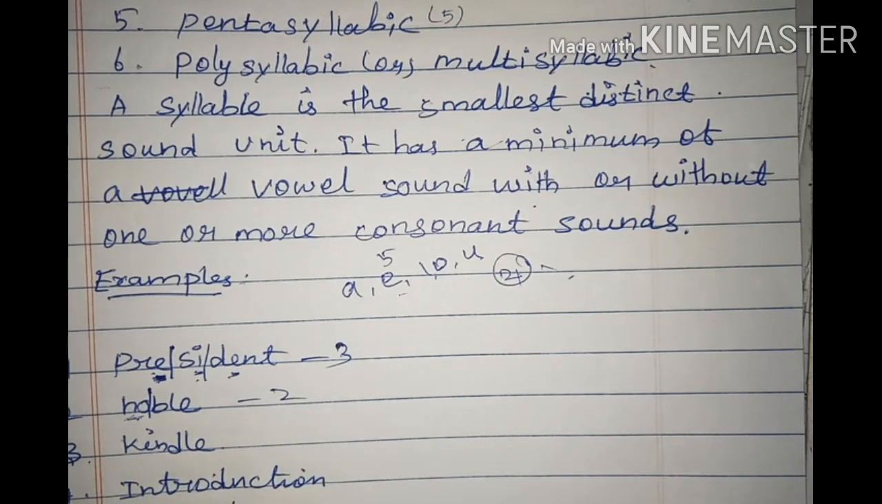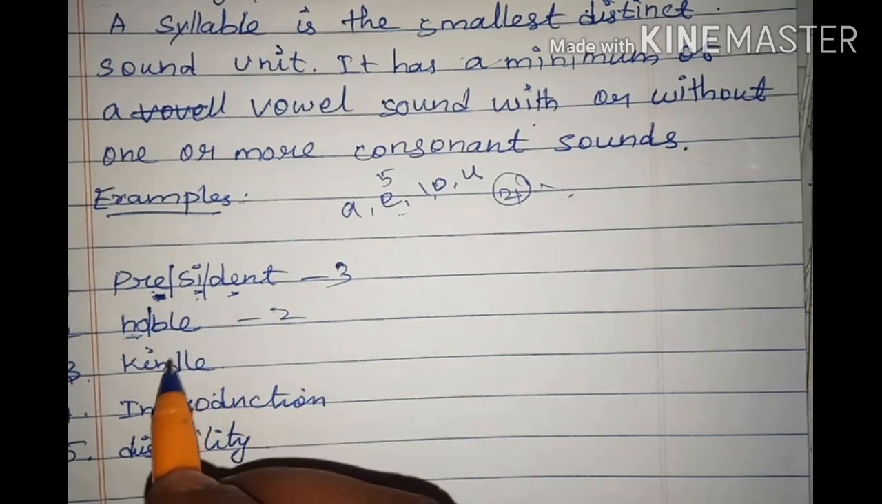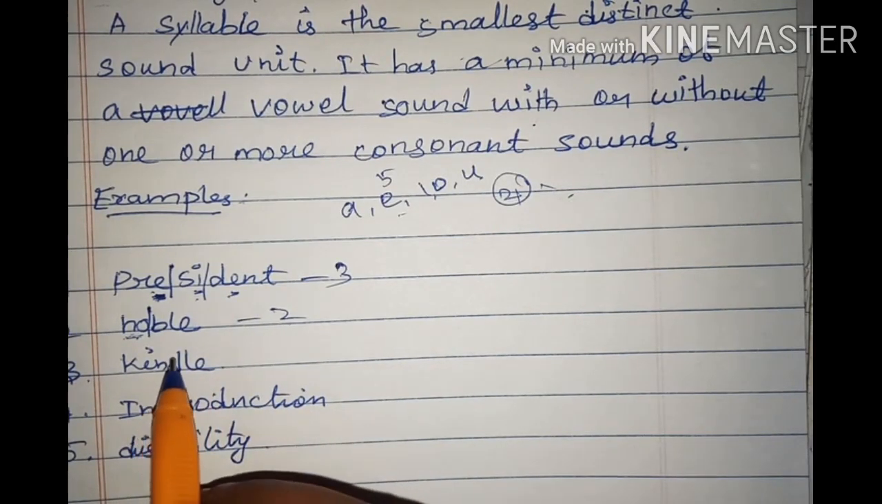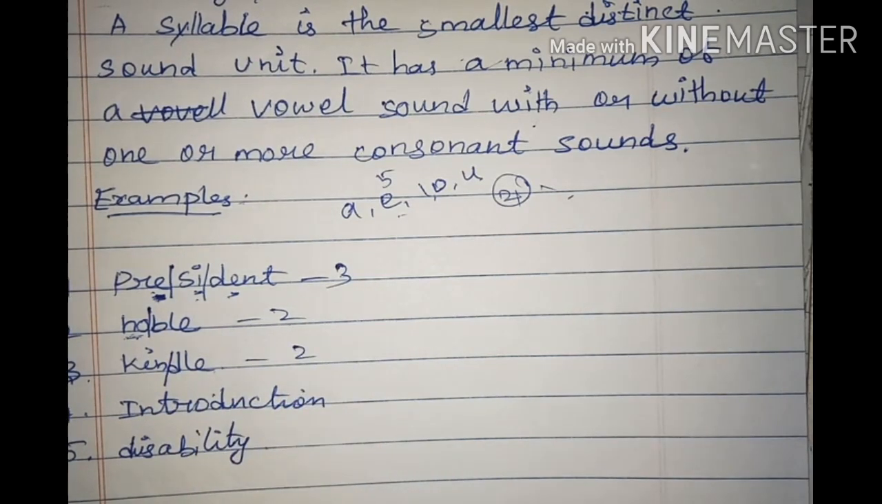Already I told you some words ending with e: four-letter words ending with e are considered a single syllable. Actually I said four-letter, not five-letter words. Four-letter words ending with e are considered one syllable. Then noble is two syllables. Then see the next one, kindly. So kindly also, they have given kin, kindly. This is a two-syllable word.